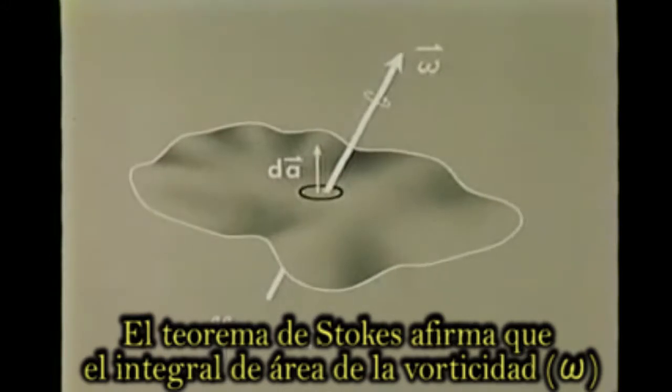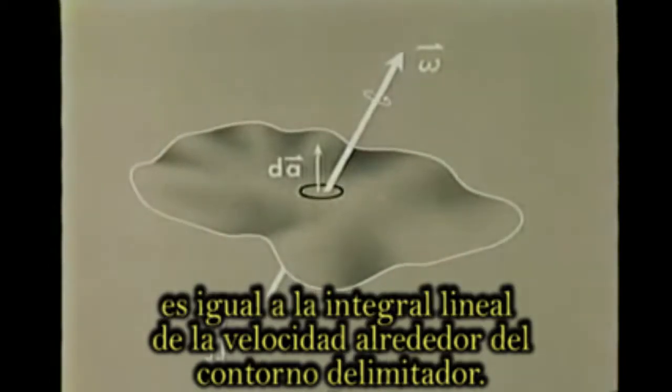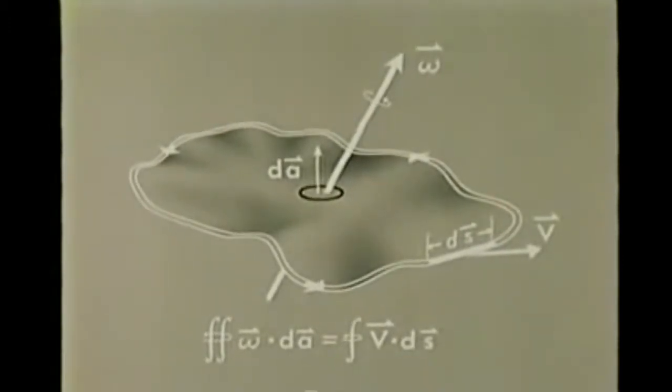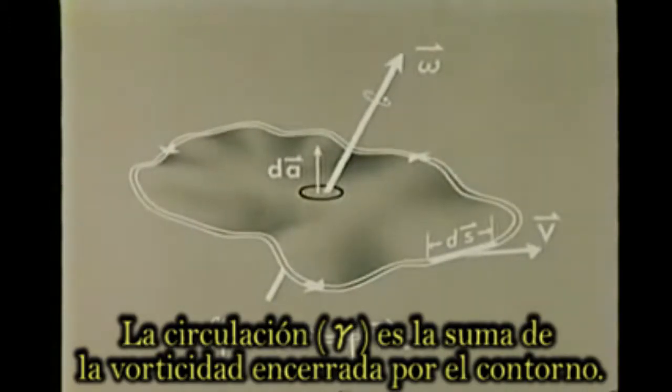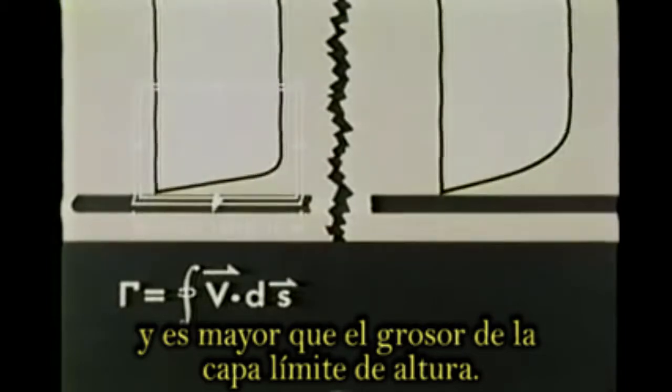Stokes' theorem states that the area integral of the vorticity omega, bounded by a closed contour, is equal to the line integral of the velocity around the bounding contour. The circulation gamma is the sum of the vorticity enclosed by the contour. The contour at the upstream station is a unit length along the plate and is more than a boundary layer thickness in height.